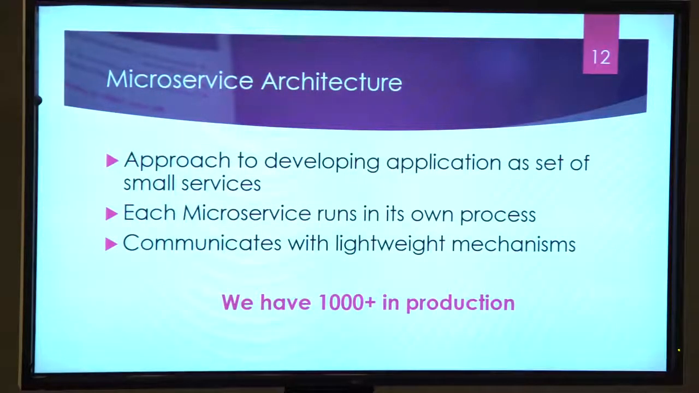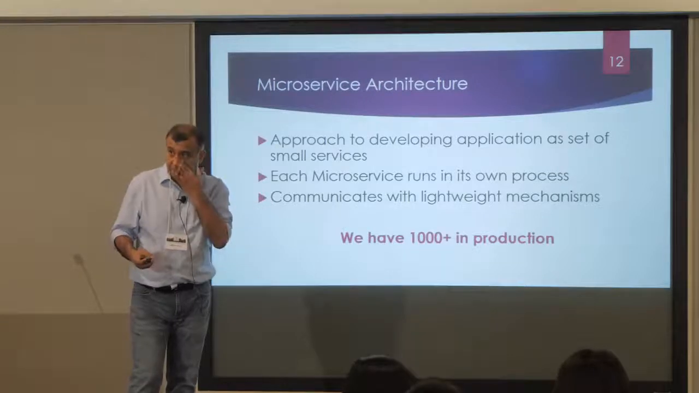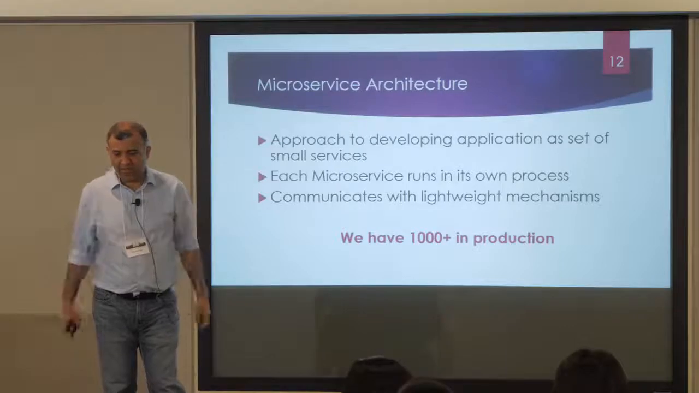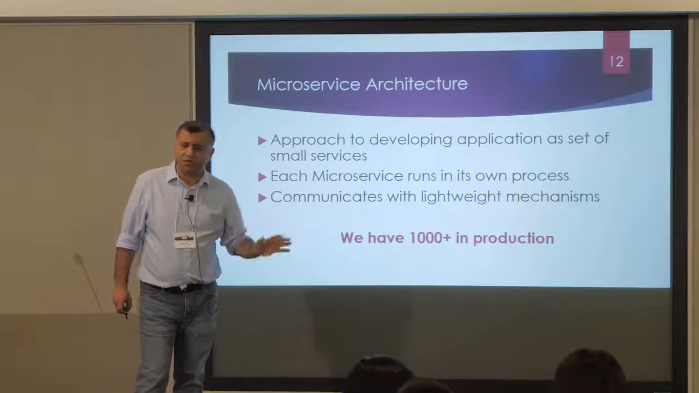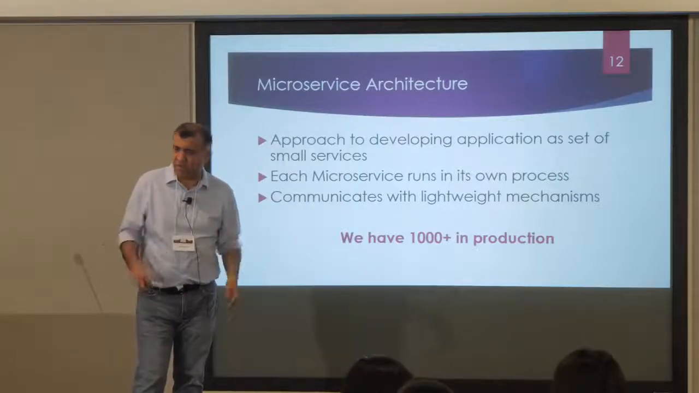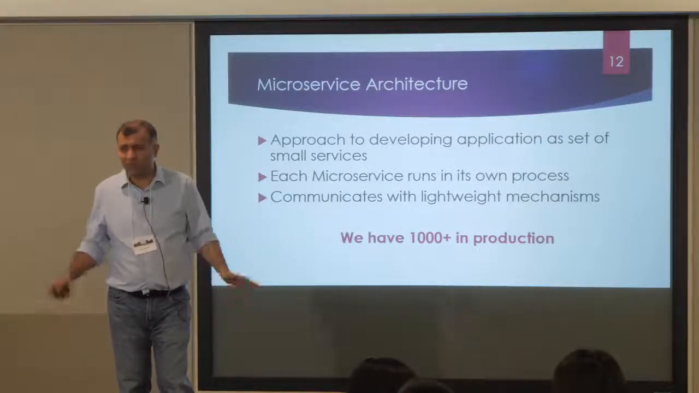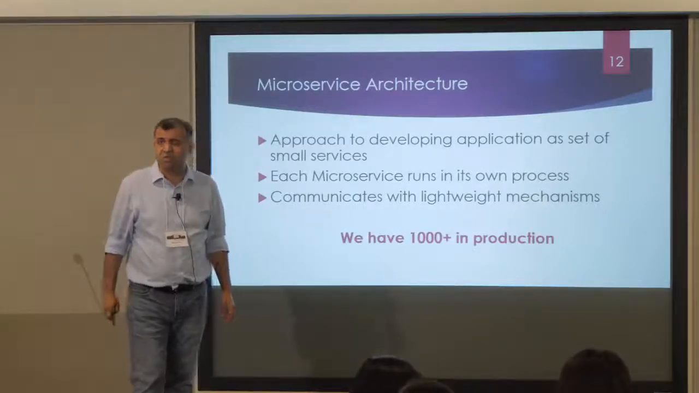So now we come to microservices architecture. Microservices architecture basically has all these small microservices that work together. The opposite of microservice architecture is a monolithic architecture. So you have one service that does everything, right? Each microservice runs in its own process, and it communicates with each other using lightweight mechanisms. Typically, these mechanisms tend to be HTTP or REST calls, or it could be TCP calls also. We have about 1,000 microservices in production, and it's not too uncommon to have a large number of services in a typical distributed system that uses microservice architecture.